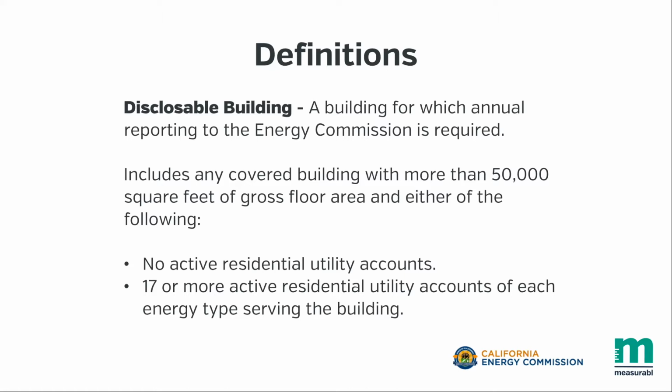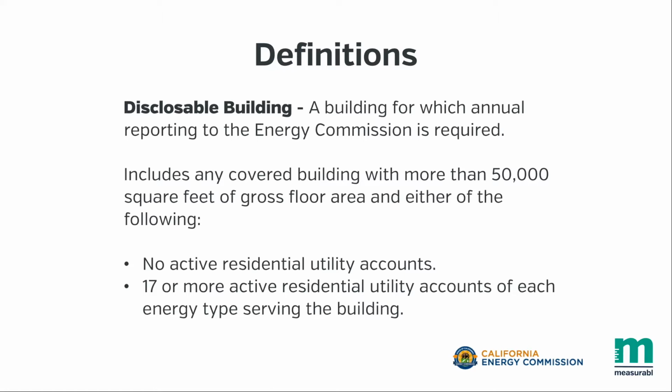So if a building has anywhere from 1 to 16 residential utility accounts, it's not a disclosable building. In a minute, we're going to talk about exactly how we're defining a utility account. That was necessary to provide clarity in the regulations because that term is not always used consistently.